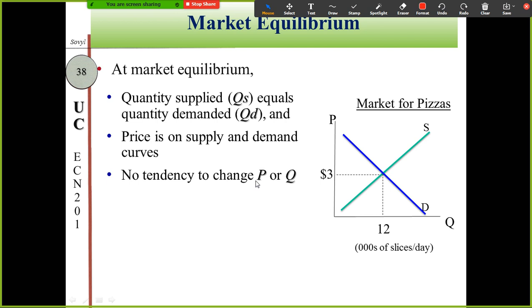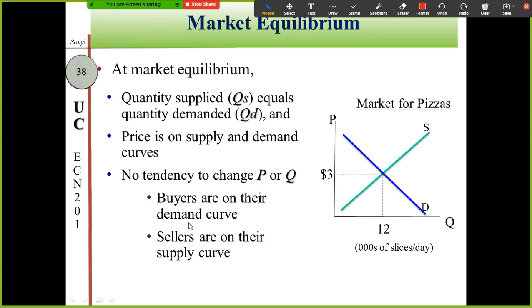No tendency to change equilibrium price or equilibrium quantity. That's why when the market reaches equilibrium, buyers and sellers are satisfied with this quantity and with this price. That means buyers and sellers don't want to change. If they wanted to change, they could. Okay, that's why this is equilibrium.